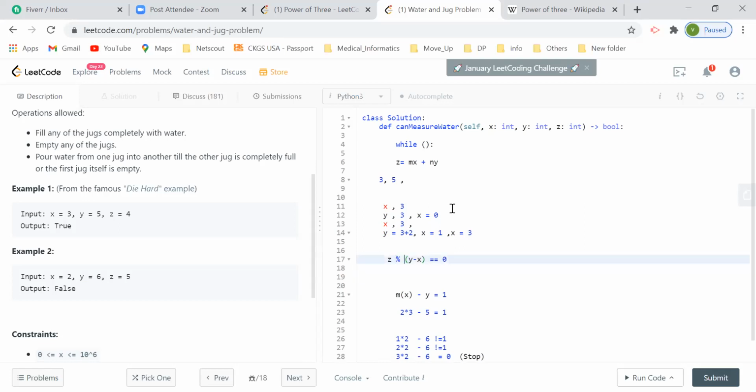Okay, so it should be, yeah, mx plus ny.